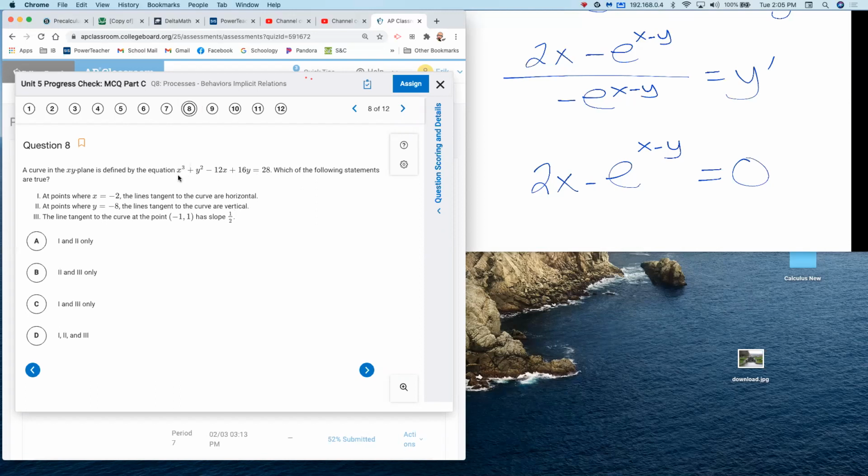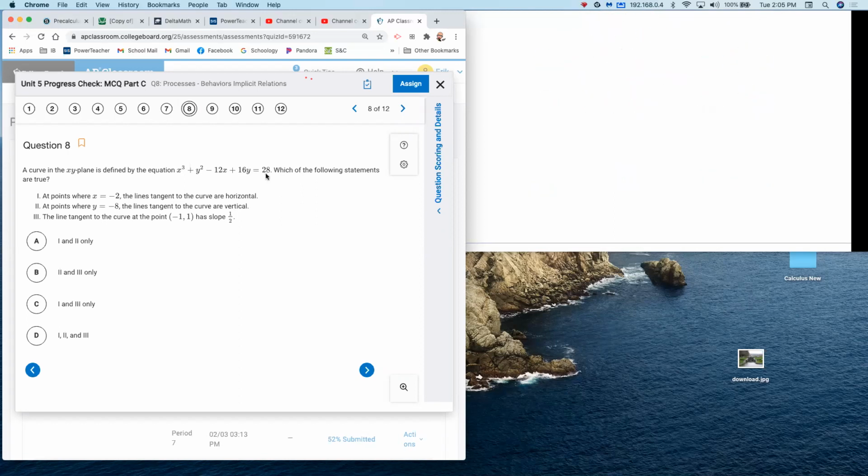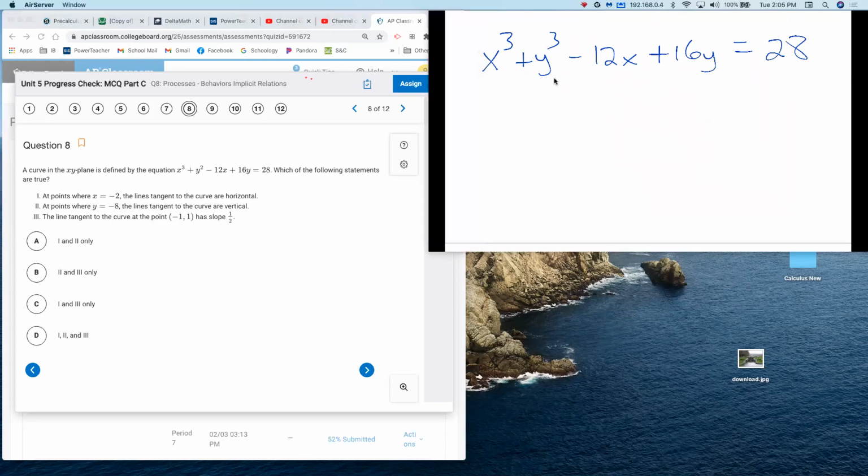Same kind of thing on this, and we're using implicit differentiation again. So if you're like, oh my God, I can't remember how to differentiate that, then let's do that first. You got x cubed plus y cubed minus 12x plus 16y equals 28. Again, which of the following statements are we looking at? Horizontal tangents, vertical tangents. Horizontal tangents is when the derivative equals 0. Vertical tangents is when the denominator of the derivative equals 0. And then tangent to the curve has a slope of 1/2. Well, we got to figure out what the derivative of this is.